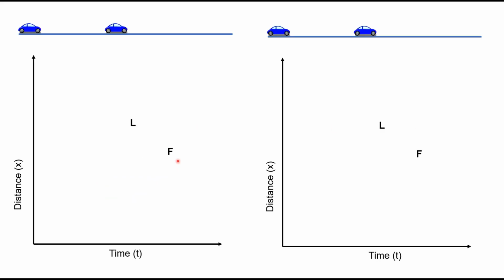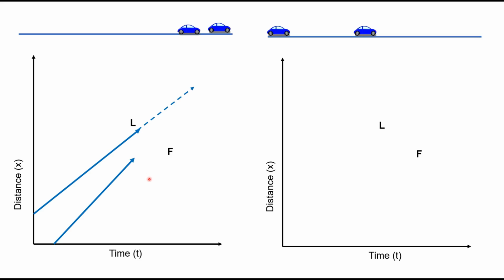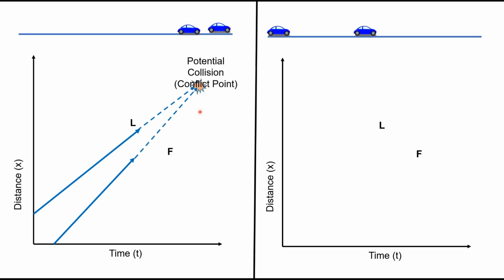Say again the same situation. You have 2 cars. The leader is following a speed, but the follower is moving at a speed faster than the leader. Then in this situation, if they continue at the same speed, they do not take any action, the conflict will occur at this point.